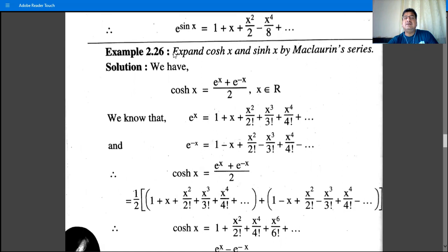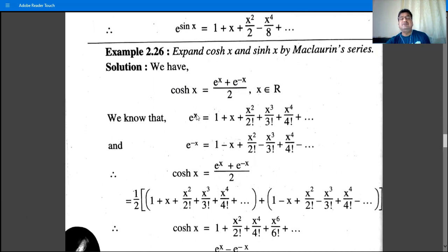The next example is to expand cos hyperbolic x and sine hyperbolic x by Maclaurin's series. So we know that cos hyperbolic x, or cosh x, is e raised to x plus e raised to minus x by 2. It is not cos hx, it is cos hyperbolic x or cosh x. It is e raised to x plus e raised to minus x by 2.